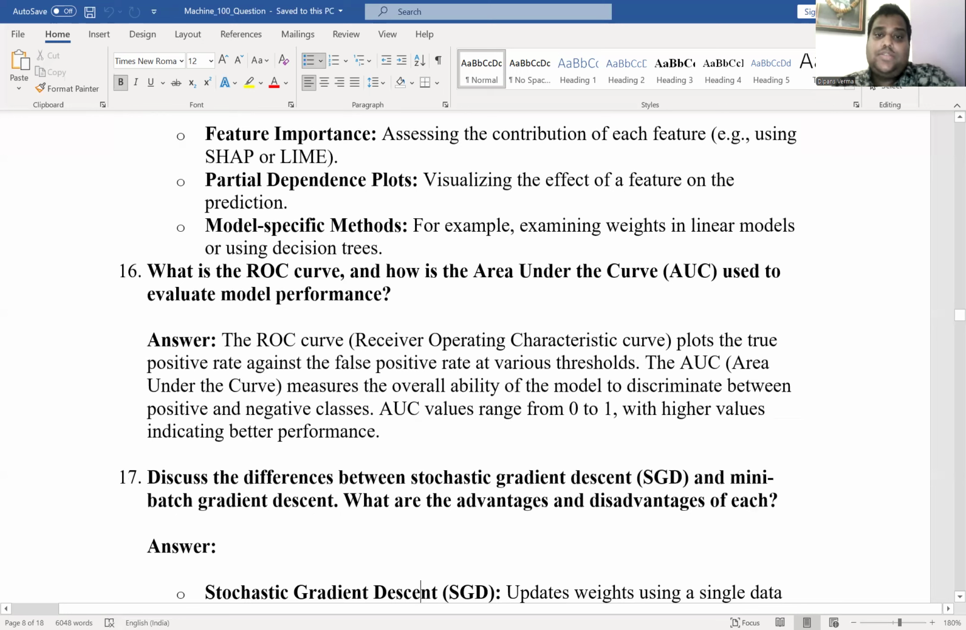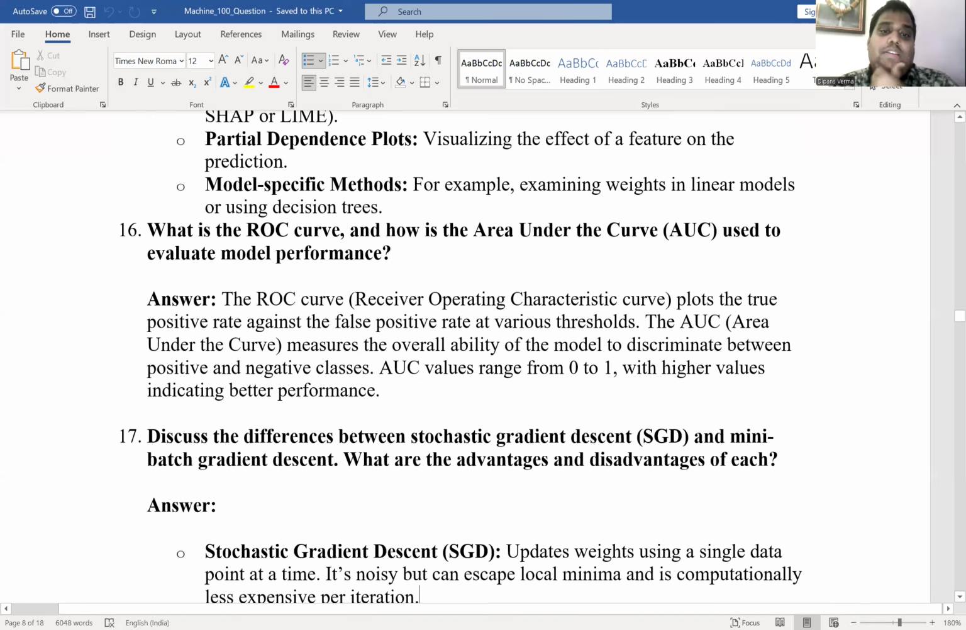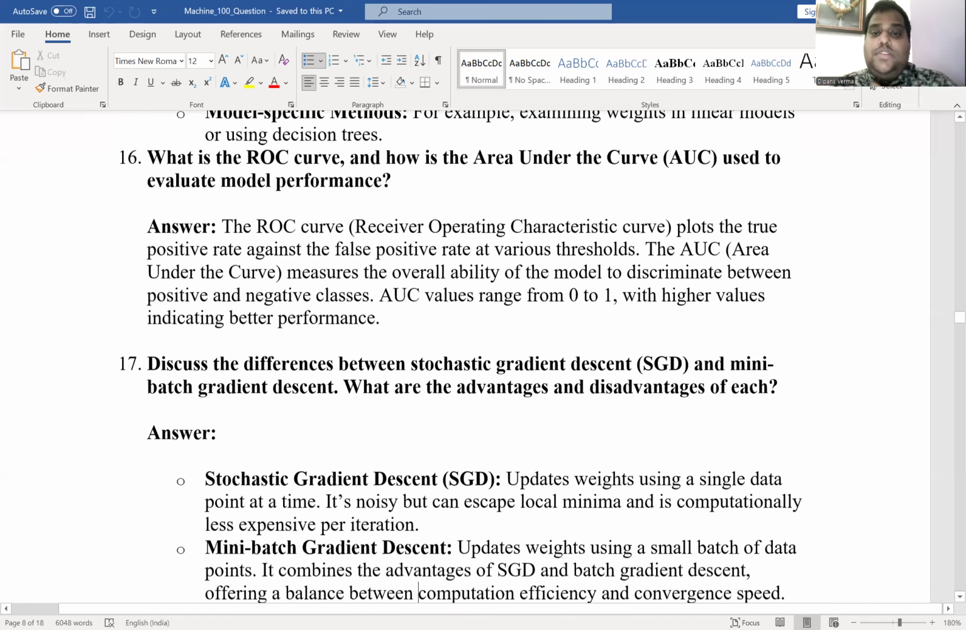What is the ROC curve? The ROC curve is the receiver operating characteristic curve, which plots the true positive rate against the false positive rate at various thresholds. The AUC measures the overall ability of the model to discriminate between classes.